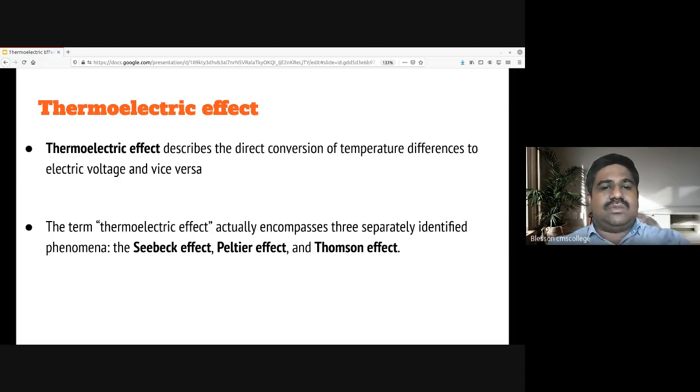So basically the thermoelectric effect comprises three different effects. They are the Seebeck effect, Peltier effect and Thomson effect. So the thermoelectric effect deals with the conversion of temperature difference to electric voltage, and it comprises three different effects: Seebeck effect, Peltier effect and Thomson effect.